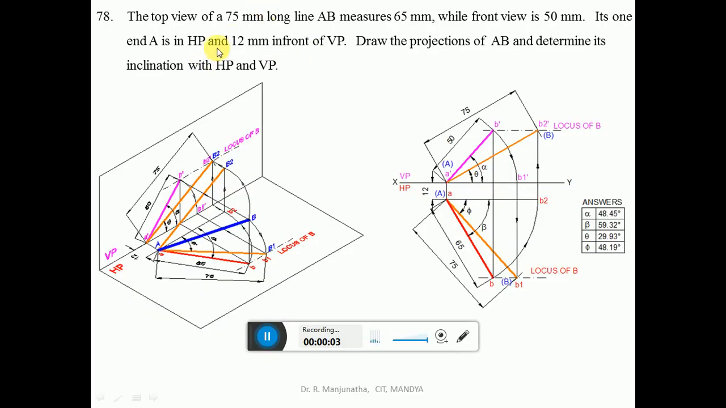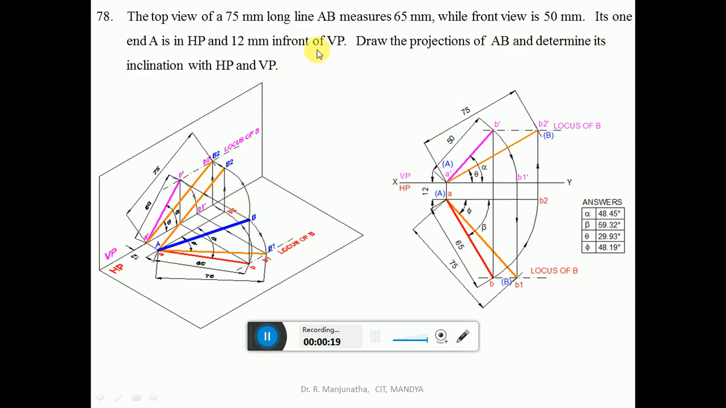The top view of a 75 mm long line AB measures 65 mm, while the front view is 50 mm. Its one end A is in HP and 12 mm in front of VP. Draw the projections of AB and determine its inclination with HP and VP.